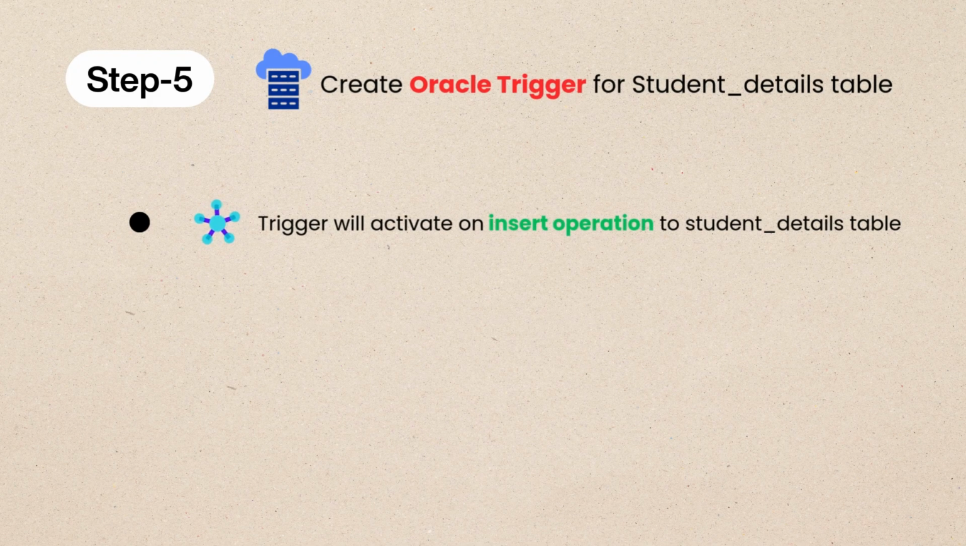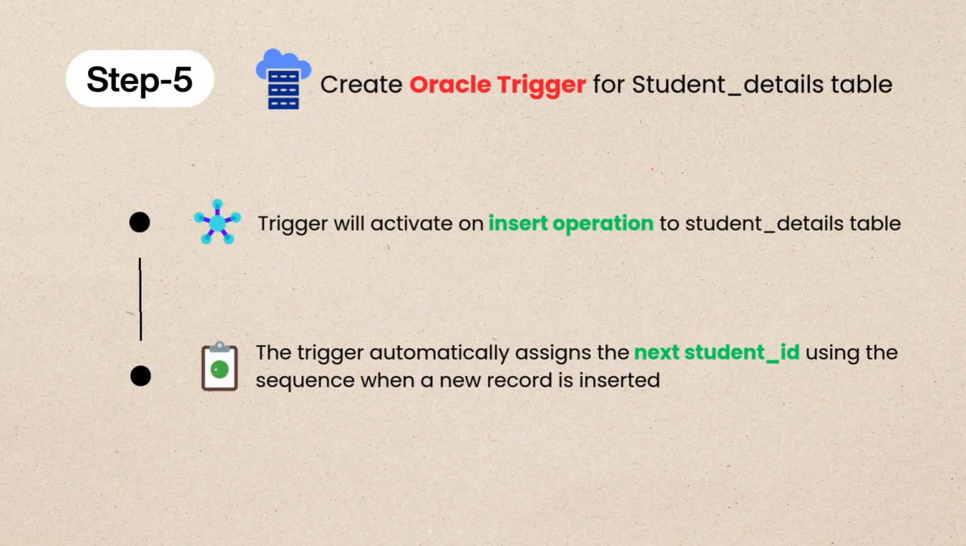In step 5, we will create a trigger for the student details table. This trigger will activate whenever an insert operation happens on the student details table. When a new student record is inserted, the trigger will automatically use the student ID sequence to generate the next ID value. The generated value will then be inserted into the student ID column of the new student record. So the trigger automatically assigns a unique student ID whenever a new student is added to the table.